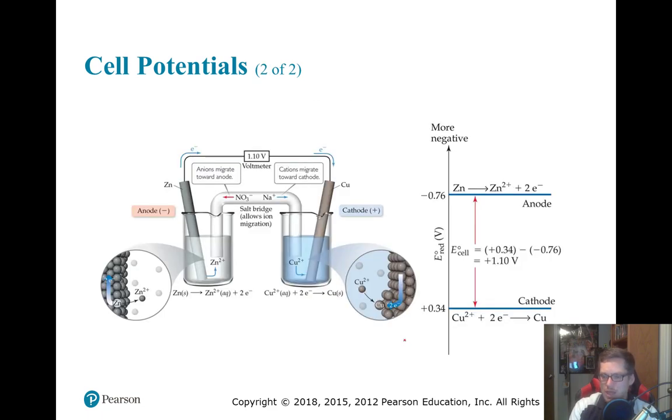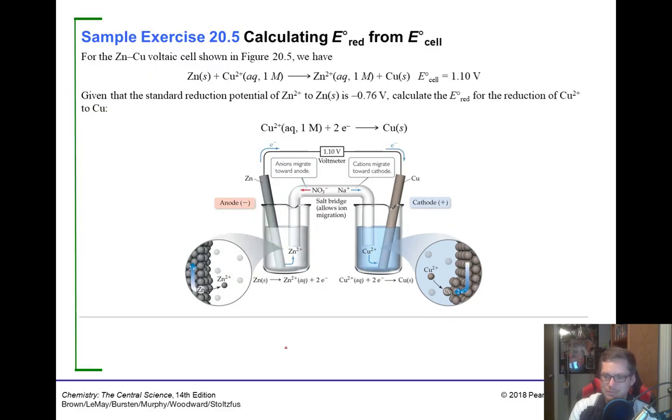Here's a reaction that was just going on. We've got copper and zinc, and we get 1.1 volts traveling through it, which is pretty close to what we just calculated. It's exactly what they calculated because they used the right value, so they got 1.10 volts. At the anode, the zinc is being oxidized, and at the cathode, the copper is being reduced.